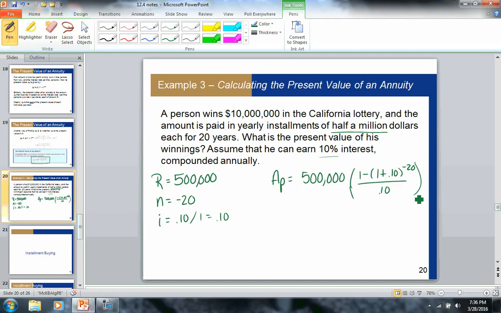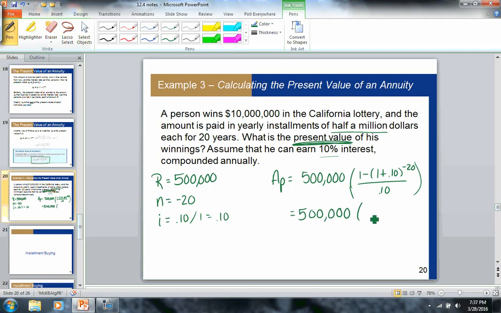The hard part is really reading the problem, identifying the key pieces of information, knowing what equation to plug it into, knowing what situation you're dealing with. Whenever you see the phrase present value, that's a clue that you want to use this equation. As we simplify, we take 1 plus 0.1, raise that sum to the negative 20 power, take 1 minus that value, divide by 0.1, and then multiply by the $500,000.